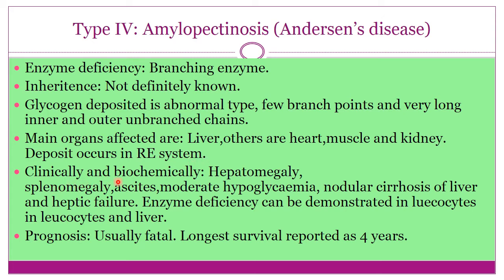Clinically and biochemically, the liver is enlarged, and the spleen is also enlarged as the reticuloendothelial system is involved. Then ascites, moderate hypoglycemia, nodular cirrhosis of the liver and hepatic failure are seen. The enzyme deficiency can be demonstrated in WBC and in the liver. The prognosis is fatal. Longest survival is up to 4 years; only up to 4 years can the infant survive, otherwise it is death.